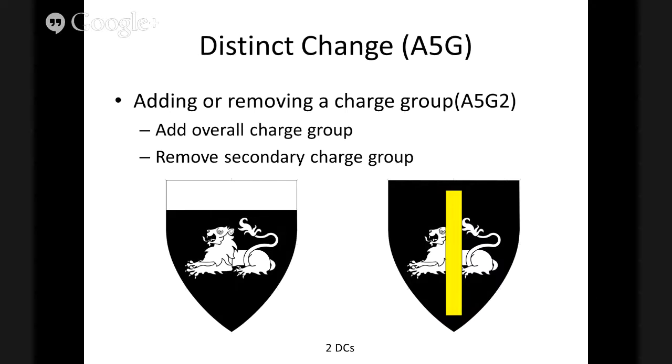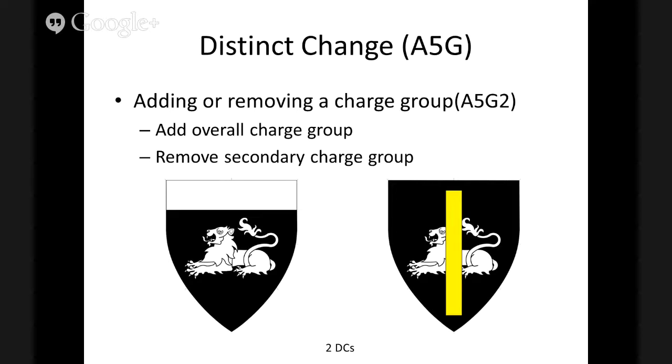How many DCs do we have here? The answer is on the screen. So why are there 2 DCs? Let's count charge groups on the left shield. Do we have a primary charge group? Yes. What's the primary charge group? It's still the lion. Do we have a secondary charge group? Yes, you do. It's a chief. Do we have any tertiary charge groups? Nope. Do we have any overall charge groups? Nope. Okay, let's look on the right.